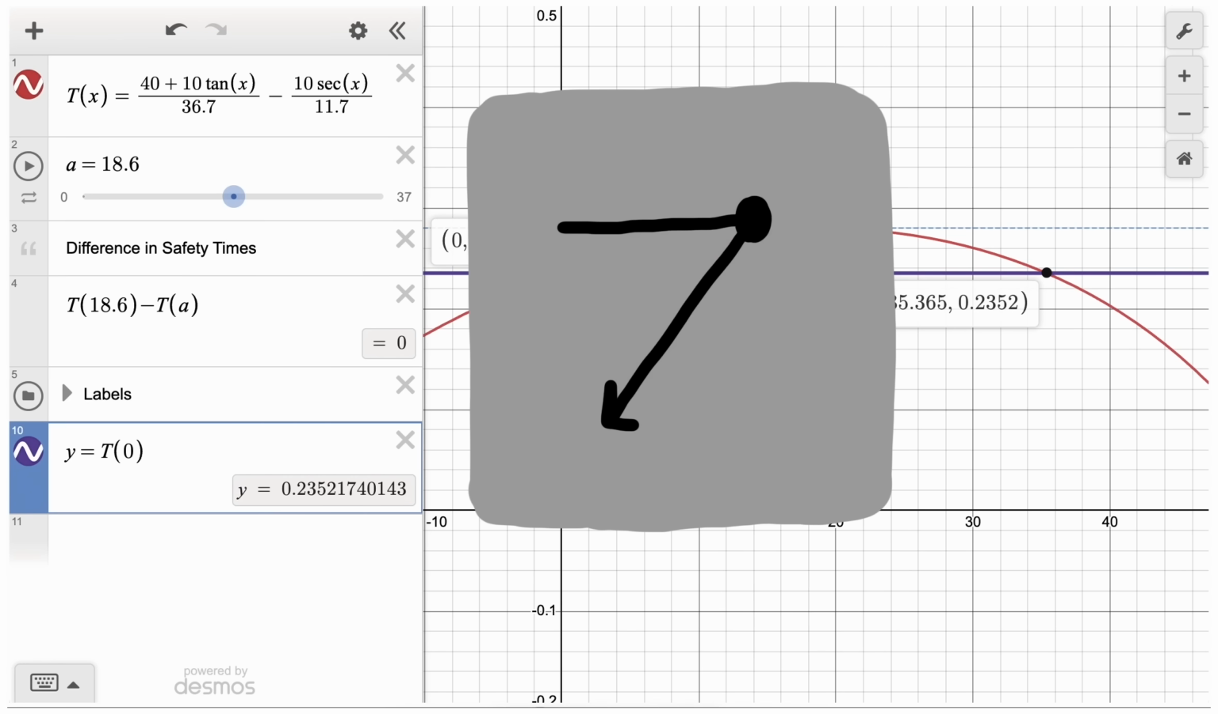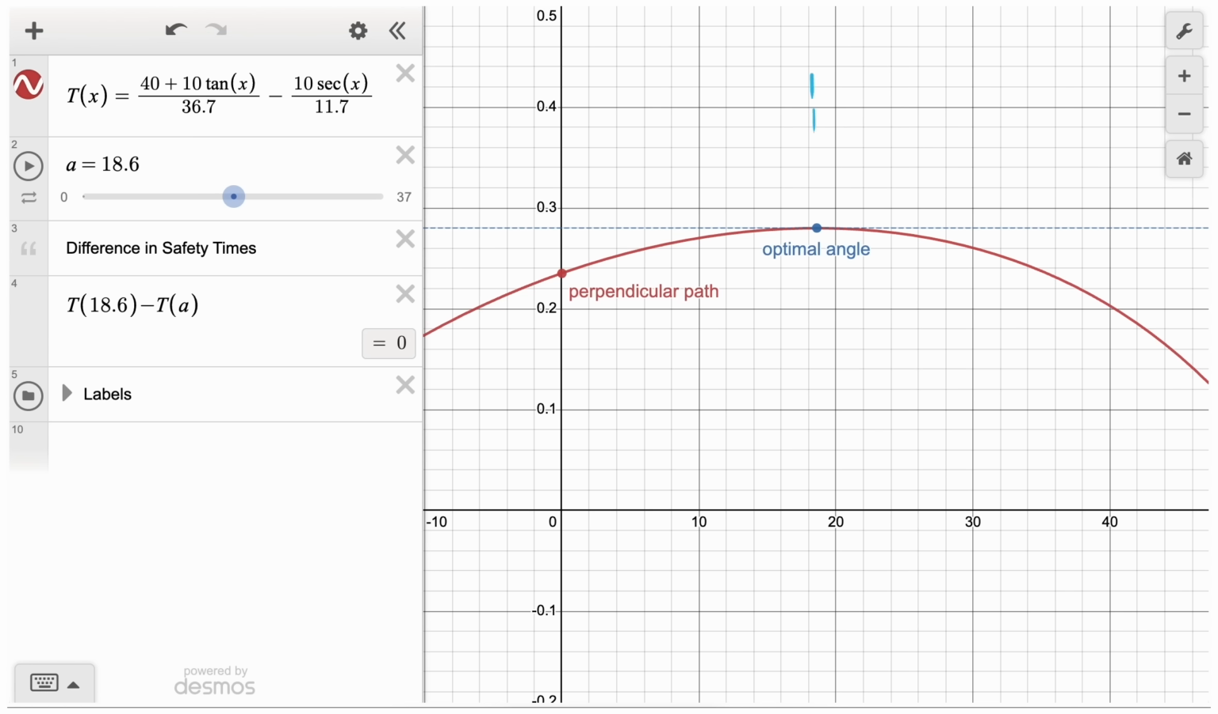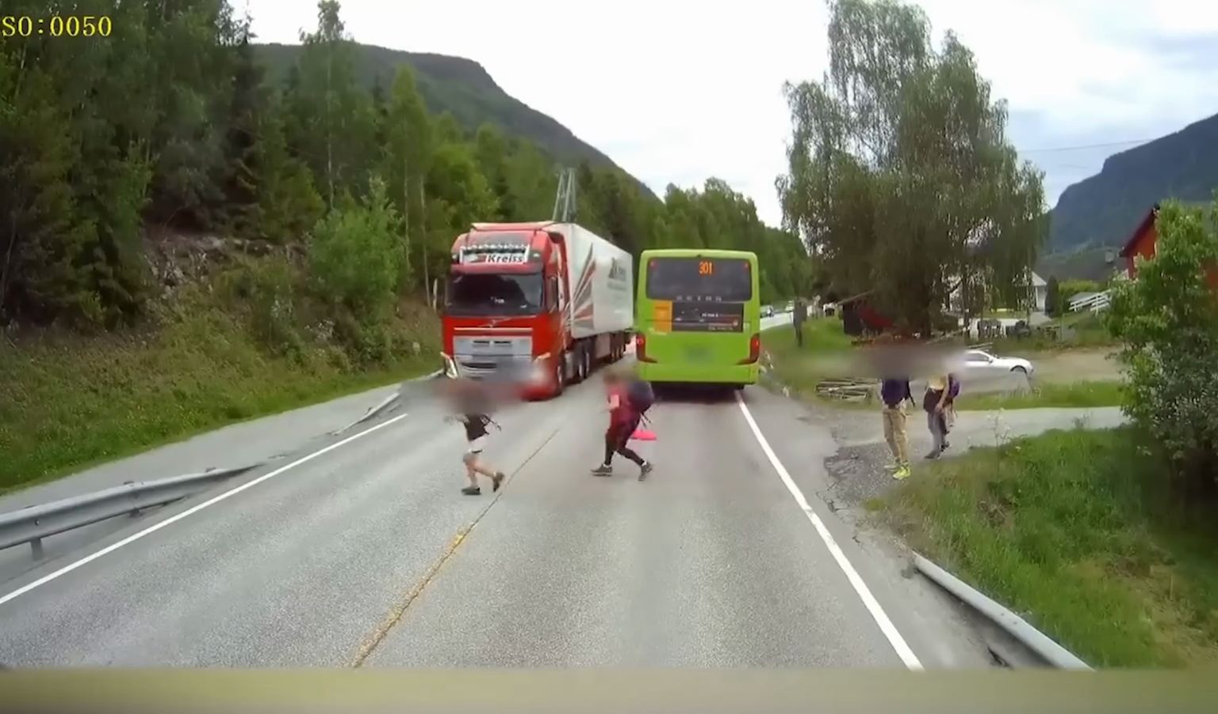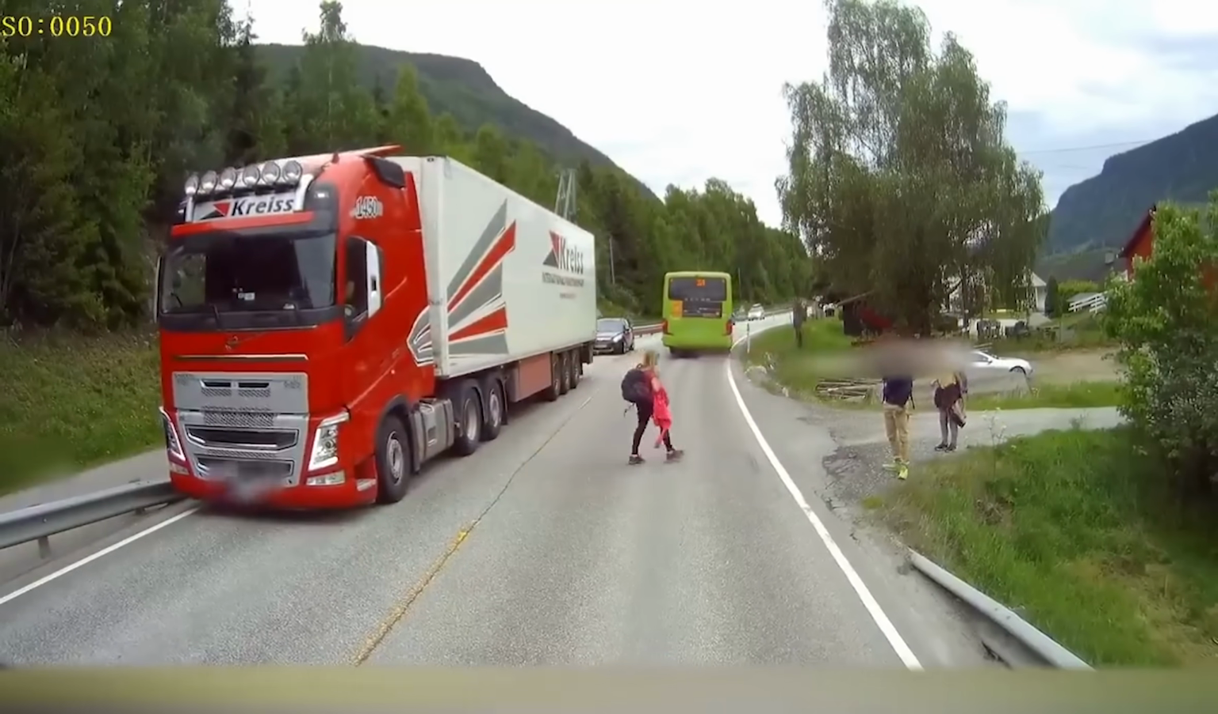Is it safer for Sarah to err heading at a larger angle or a smaller angle? We can also use this graph to answer this question. Since the curve's pretty symmetric around the optimal angle, it doesn't make much difference whether she errs by heading at a smaller angle, which is closer to perpendicular, or at a larger angle. Although if I were in this situation, I would err on the side of taking a larger angle, giving the driver more time to slow down or swerve. This is what saves one of the pedestrians in the video you saw earlier.